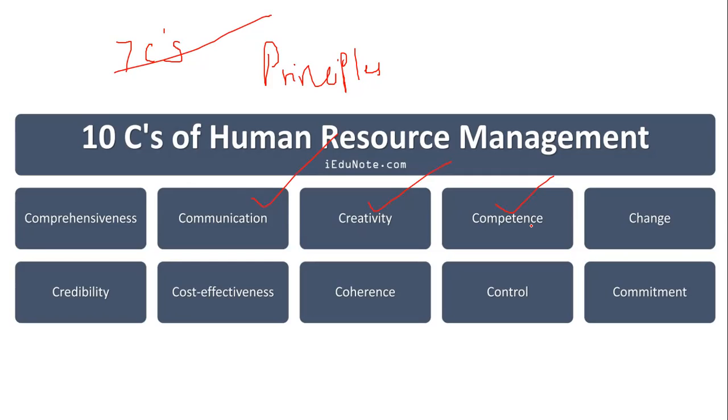Then you have credibility, taking a credit, appreciating form. Cost effectiveness: yes, everything should stand within the budget. Coherence means your teamwork. Control in the form of directions wherever necessary, that is, in the form of corrective actions. And commitment means dedication from the employees towards the organization's goal. That comes under the 10 C's, and these 10 C's are nothing but your principles of human resource management. It is a new concept. Please remember this in mind very well.